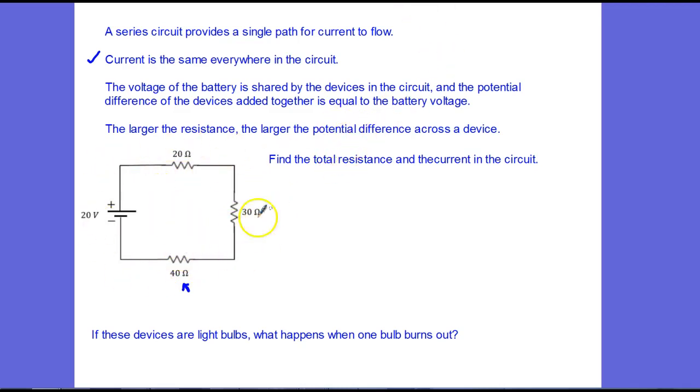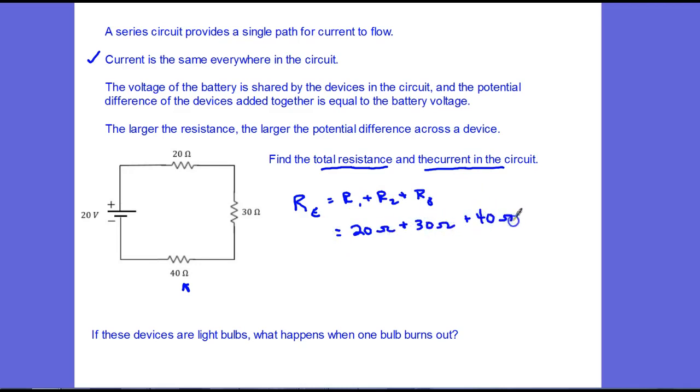The things you would have to find with a series circuit: the equivalent or total resistance and the current in the circuit. For a series circuit, the equivalent resistance is just R1 plus R2 plus R3, or however many resistors you have. So in this problem, it'd be 20 ohms plus 30 ohms plus 40 ohms, and 20 and 30 is 50, and 40 is 90 ohms would be the equivalent resistance. And then finding the current in the circuit's easy, because current is equal to voltage divided by the resistance. And in this problem, voltage in the circuit is 20 volts, divided by 90 ohms.